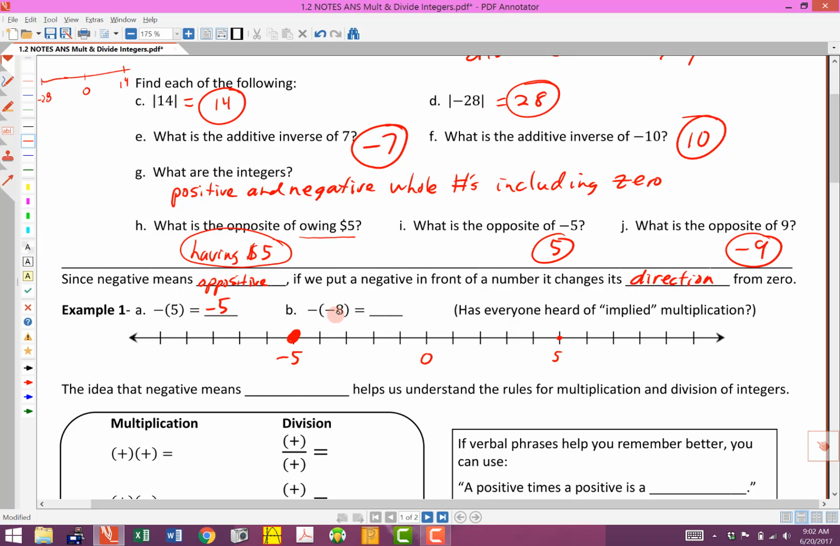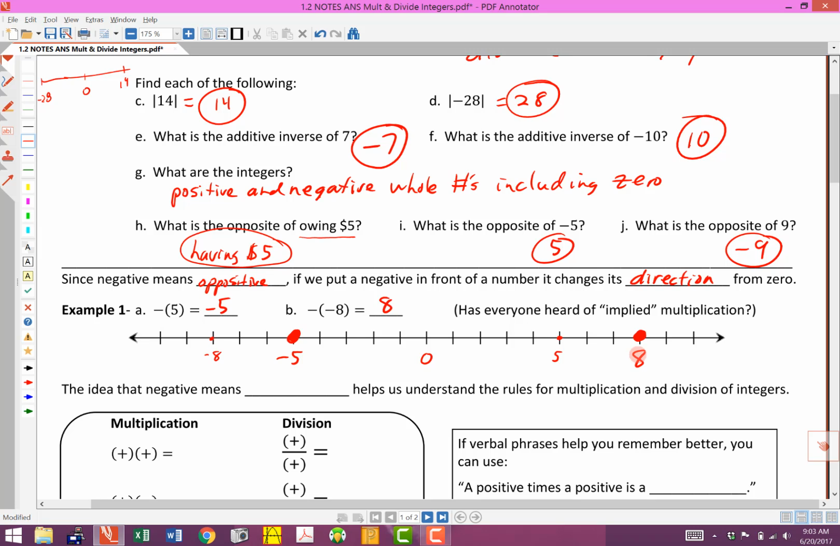And then we're going to start off with negative 8 right here. So negative 8 is over here. Okay, I'm going to put a little dot right there. And this is the opposite of negative 8. So the opposite of negative 8 is going to be positive 8. Okay, so if we're over here at negative 8, the opposite of negative 8 would be positive 8, and it would turn out over here. So it's going to be positive 8.